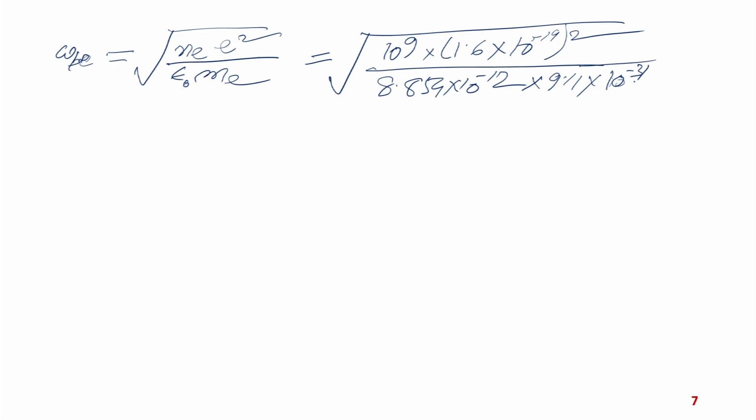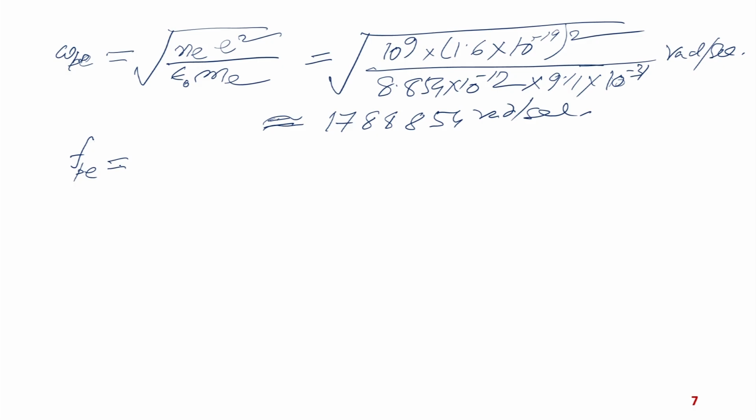This will be in radian per second. If you calculate it, you can approximate it to the value 1788854 radian per second, and you can convert it into hertz. This is f of the electron, the plasma frequency in hertz. So, you divide it by twice pi. If you do that, you will get the figure something like 0.284 megahertz.